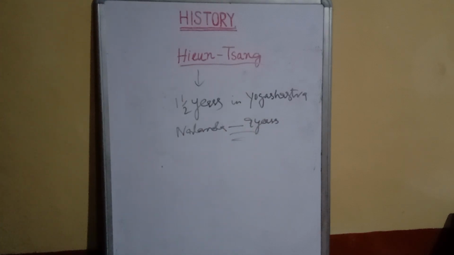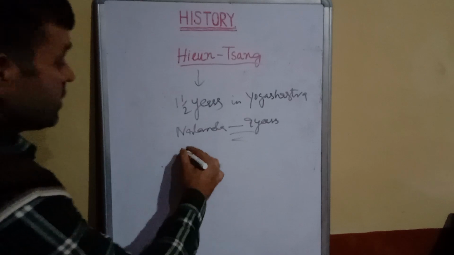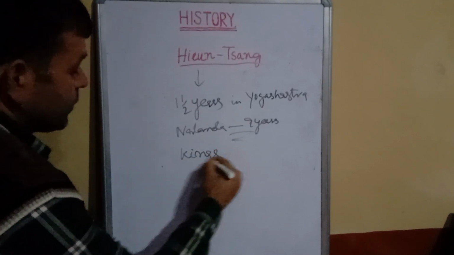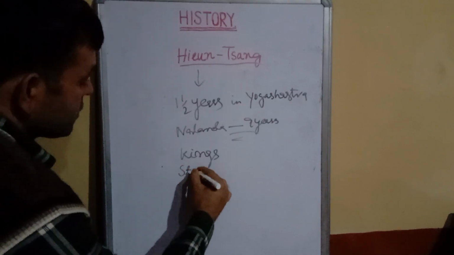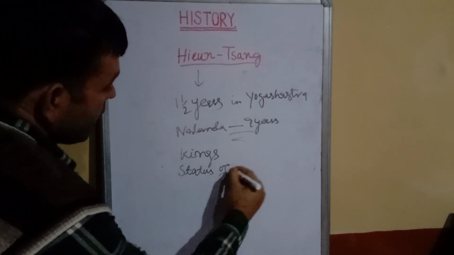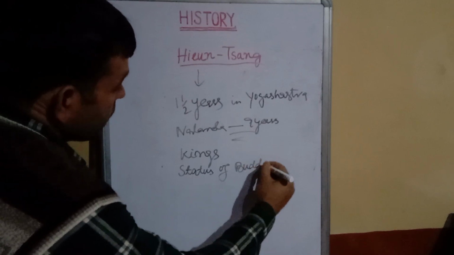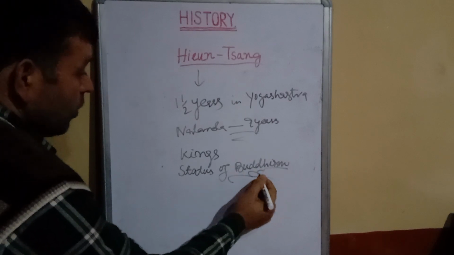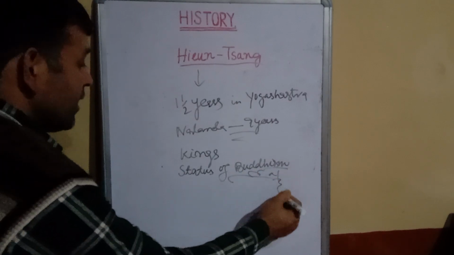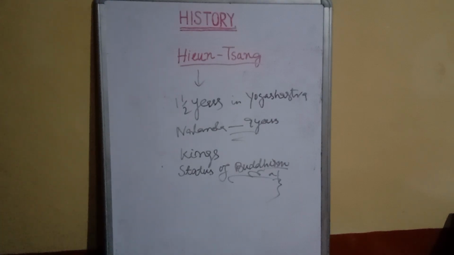studying Buddhist texts, wrote in detail about the university or this learning center Nalanda, the sites which he found here, the kings which were ruling at that time, and the status of Buddhism at that time. What was the condition of Buddhism at that time? Was it at peak, at climax, or at the downfall? He writes in his book.